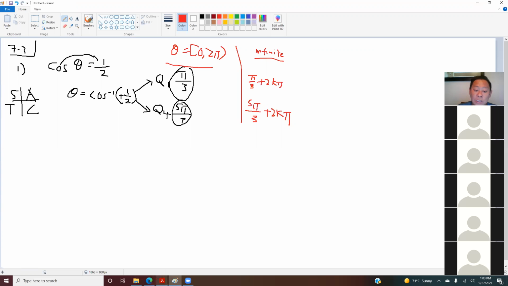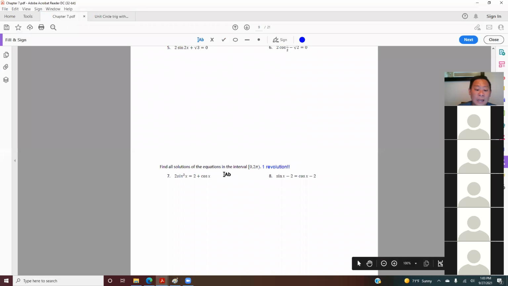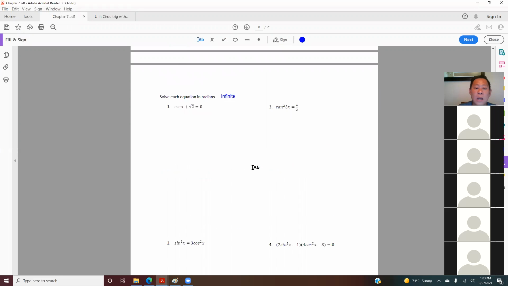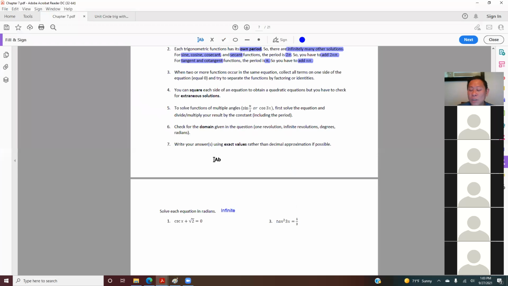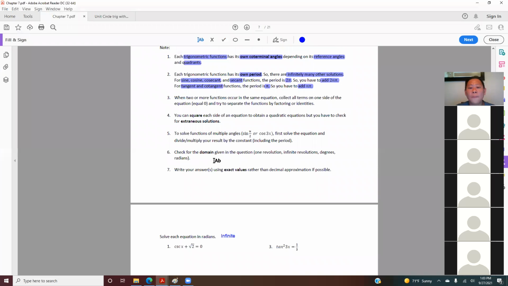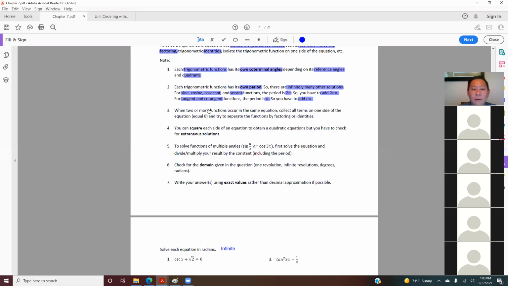So make sure you read carefully. The same thing happens in your test. I will say, give the solution in one interval, like 0 to 2 pi. And sometimes I want it in just solve the equations in a range. That means I don't tell you how many revolutions, which means it's infinite. So make sure you guys know the difference between one and infinite. So that's the thing that I point out here.